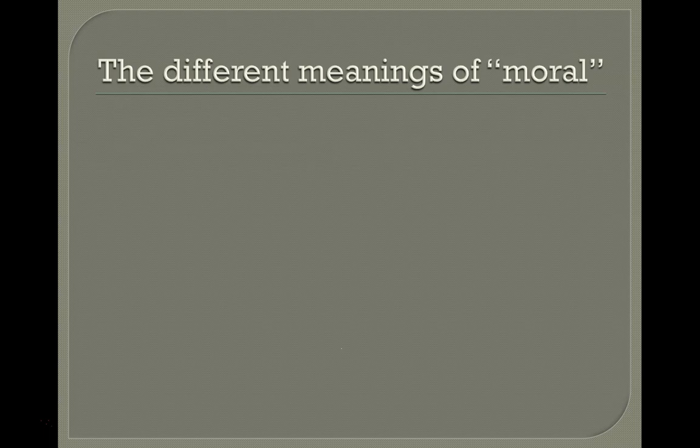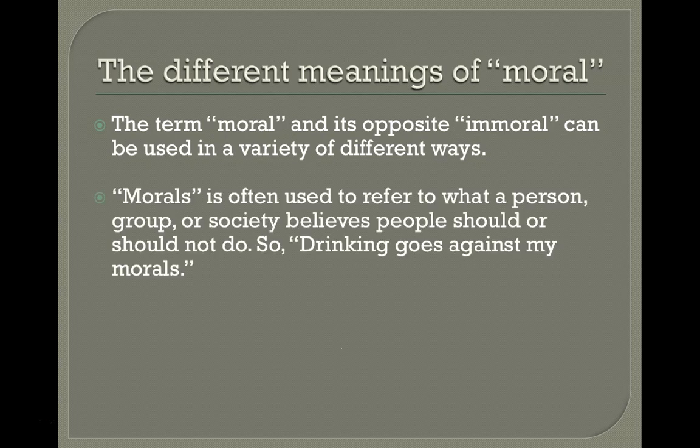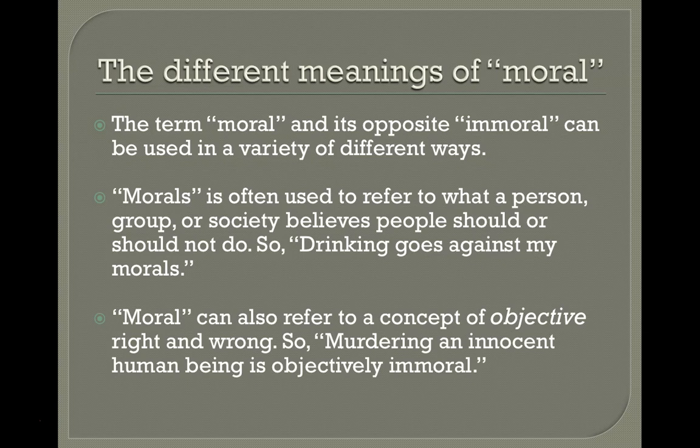Now let's move on to the different meanings of moral. The term moral and its opposite immoral can be used in a variety of different ways, and I suspect that we're fairly comfortable with this. Morals is often used to refer to what a person, group, or society believes people should or shouldn't do. So, for example, drinking goes against my morals. Moral can also refer to a concept of objective right and wrong. So murdering an innocent human being, in this case, is objectively immoral.